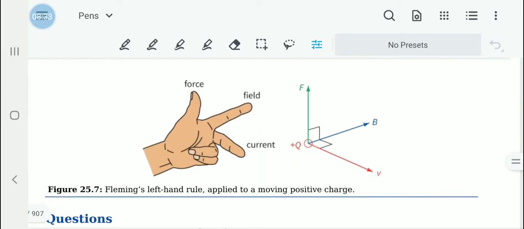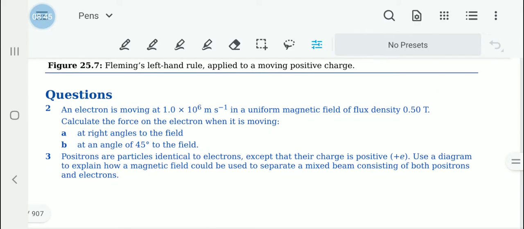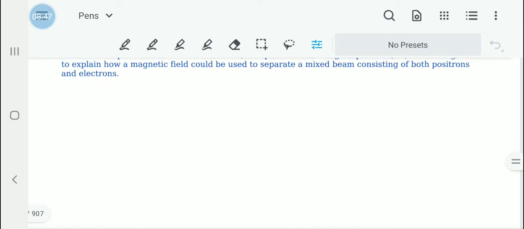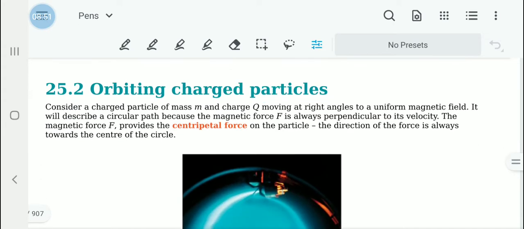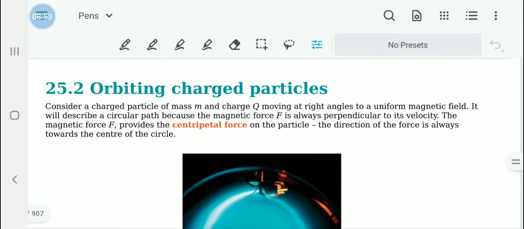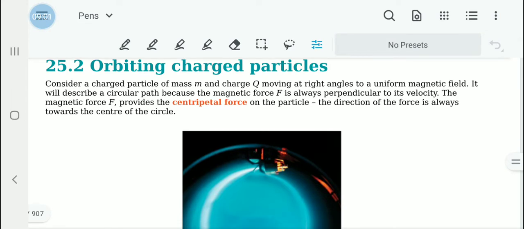So this is Fleming's left-hand rule. I would suggest that you pause the video and draw figure 25.7 to remind you what Fleming's left-hand rule is. After completing that, I want you to do questions number 2 and 3. After doing the questions, we have to discuss orbiting charged particles.